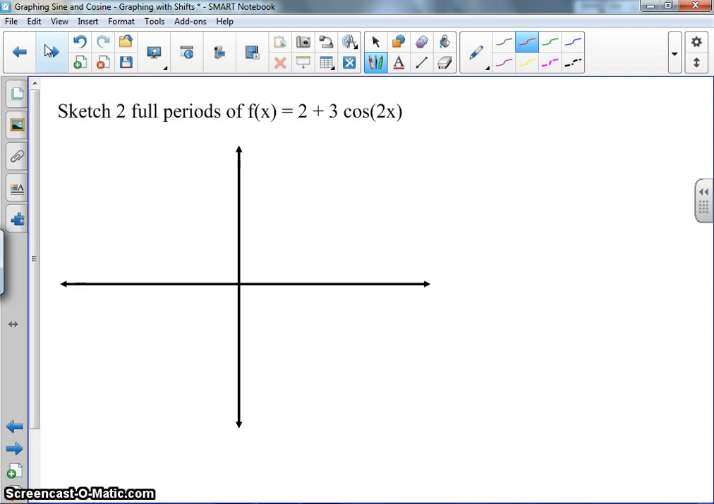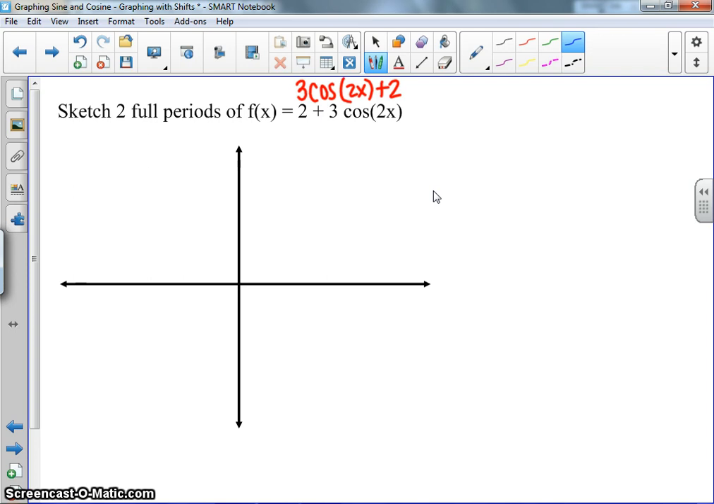Alright, and so let's look at this function. Now this function is written a little bit differently than how you'll see most of them. Most of the time you'll see it written as 3 cosine 2x plus 2. And so either way, this 2 is going to represent a vertical shift. And so I'm going to show you how to graph that, or use that to graph your function.